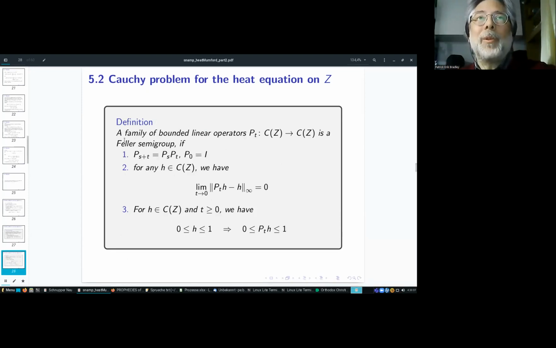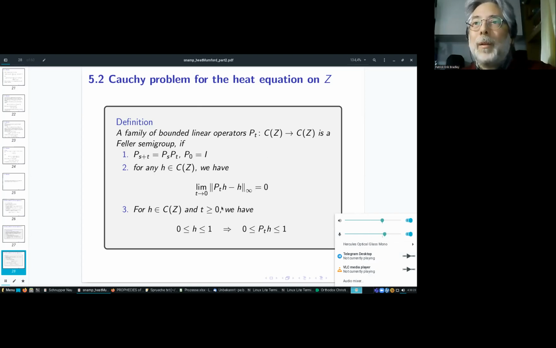Now, what is a Feller semigroup? It is a family of bounded linear operators. It is a Feller semigroup if, well, you have the semigroup property first, and if for any function h in the continuous functions on Z, you have that P_t of h approaches h with respect to the maximum norm for t going to 0. And third, if the function h satisfies that it's between 0 and 1, then P_t of h will also.